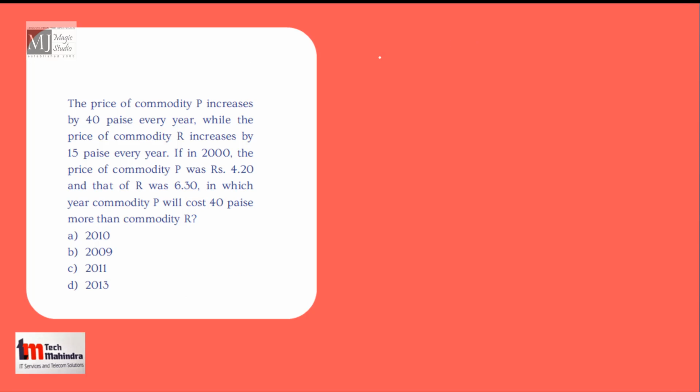The price of commodity P increases by 40 paise every year. While the price of commodity R increases by 15 paise every year. If in 2000 the price of commodity P was rupees 4.20, that is 420 paise, and that of R was rupees 6.30, that is 630 paise. In which year will commodity P cost 40 paise more than commodity R?